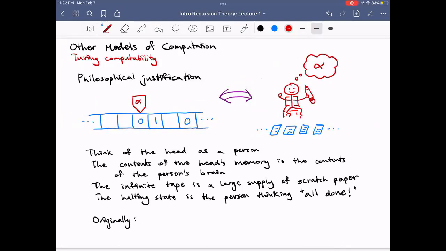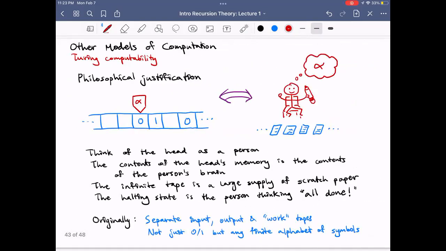And the contents of the memory of the head of the Turing machine is like the contents of that person's brain. And the infinite tape is just like some large supply of scratch paper that they're writing on to keep track of their work. And the halting state is the person's brain having the thought, I'm done. Okay, so here I've drawn this little picture.